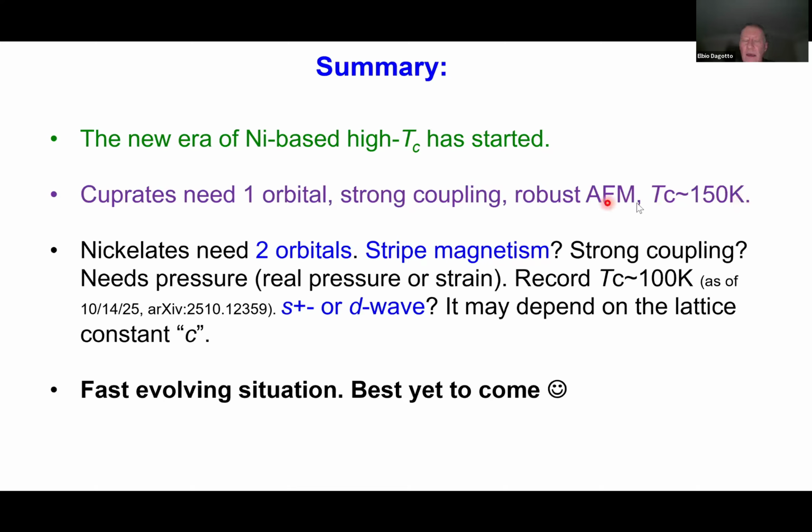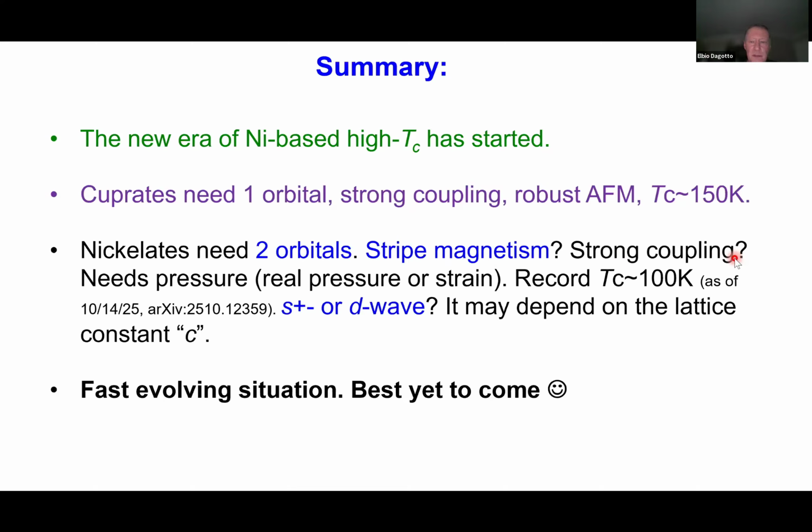Nickelates. This is a new field. Surely we have 2 orbitals that are active. And already at the level of magnetism, there is hesitation. Stripes appear to dominate from the RIXS and from the RPA perspective, sometimes diagonally, sometimes horizontally, but it's a stripy environment. Do we have a strong coupling? Well, we have a linear resistivity.